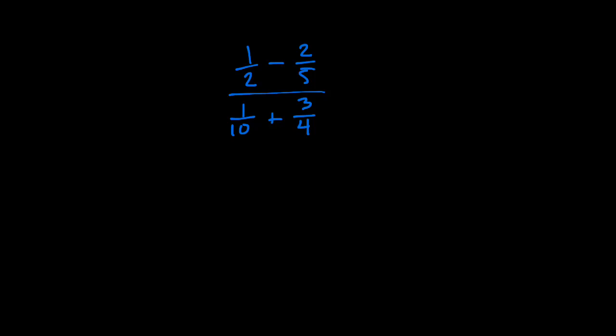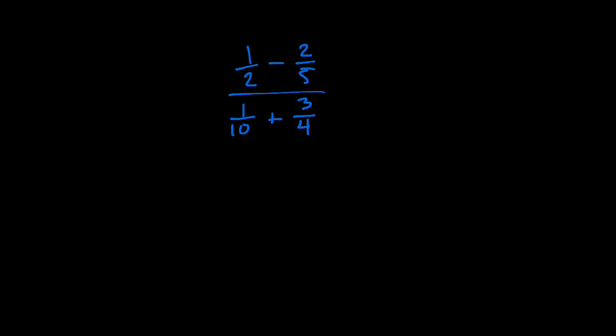So what we're going to do is multiply the top and bottom by something that will eliminate all of those fractions. So between 2, 5, 10, and 4, what would the common denominator be of all of those denominators? So 2, 5, 10, 4. 10 would take care of 2, 5, and 10, but 4 doesn't go into that. So the next thing that would get us 4 and 10 would be 20. So our common denominator is 20.